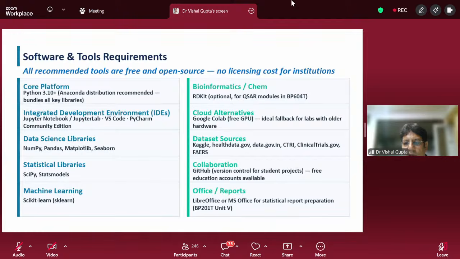the Central Clinical Trial Registry, clinicaltrials.gov, and FAERS from the European Union. You can have these databases. Collaboration in GitHub, you can collaborate so that you will be able to get things on board.